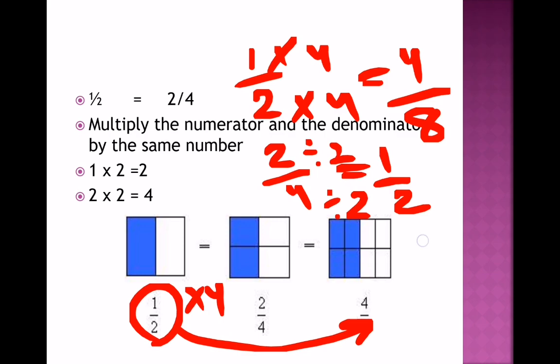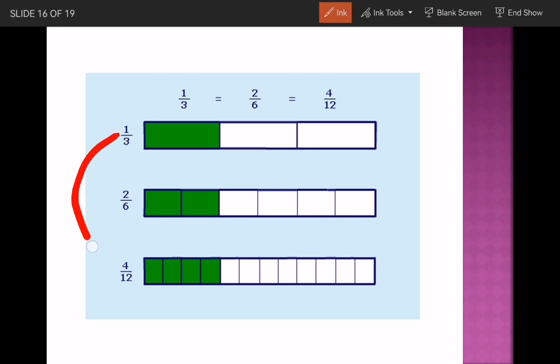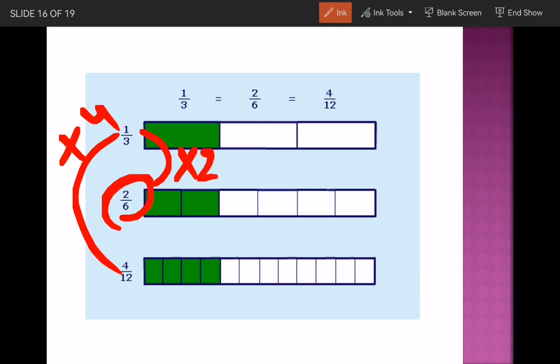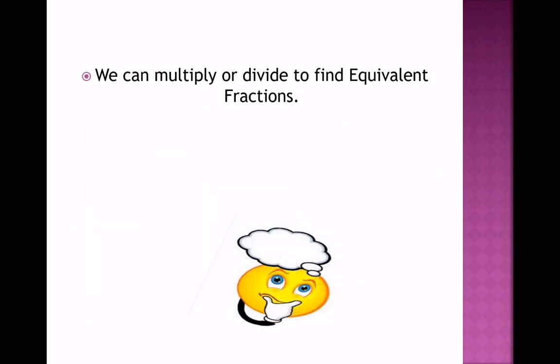So, to find equivalent fractions, you can use either multiplication or division. Here is another example. 1 over 3 becomes 2 over 6 becomes 4 over 12. So how does 1 become 4? We multiply it by 4, times 4 up and down, and it will be 4 over 12. And what about 2 over 6? It will be multiplied by 2 up and down. 1 times 2 is 2. 3 times 2 is 6. Okay, so we can multiply or divide to find equivalent fractions.